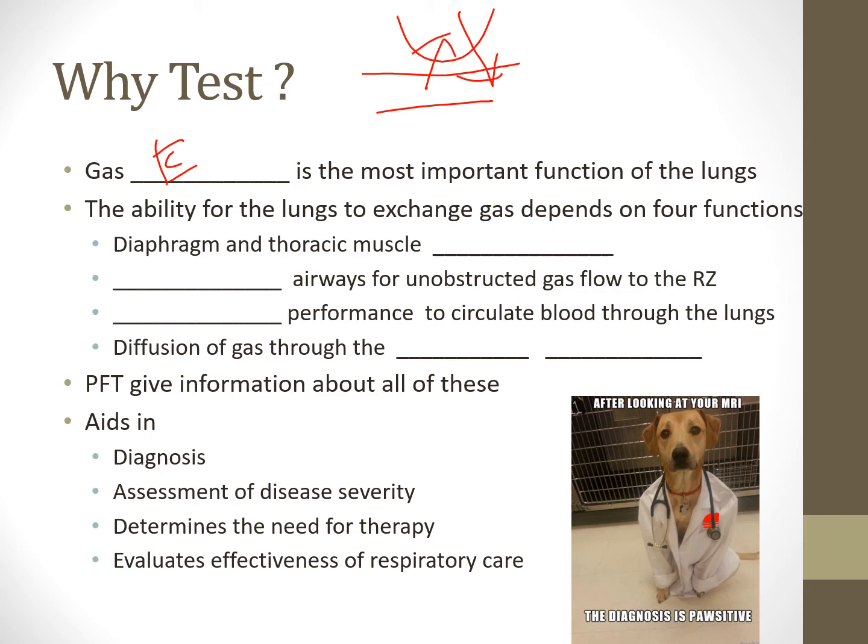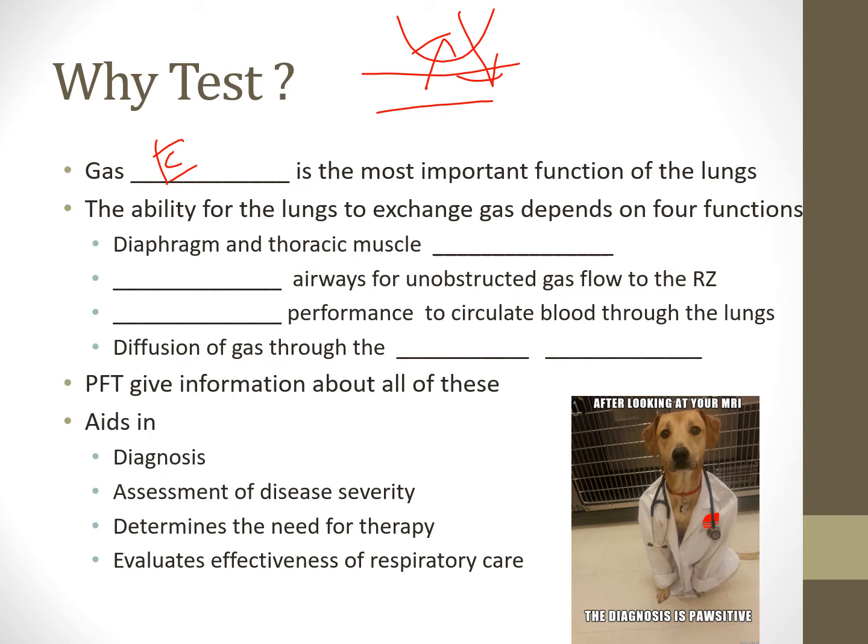When we're looking at the ability of lungs to exchange gas, there's a lot of things that depend on the ability to exchange gas, and there's 4 primary functions. The diaphragm is going to be one of the big ones. The diaphragm and the thoracic muscles need to be strong. We need to have a good, strong diaphragm and thoracic muscles. So we need good diaphragm and thoracic muscle strength, right?